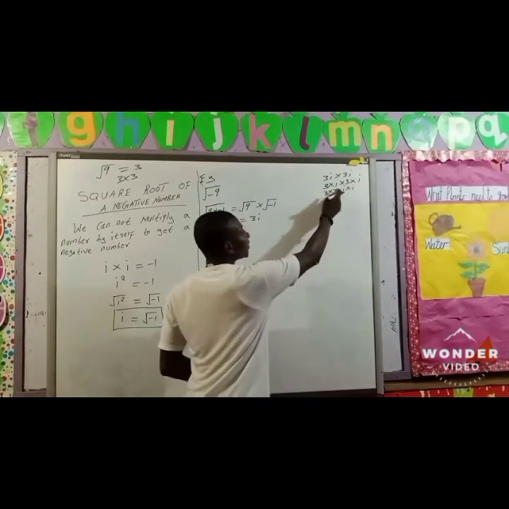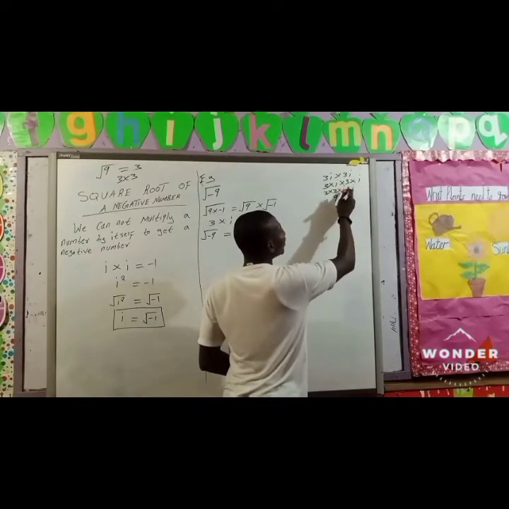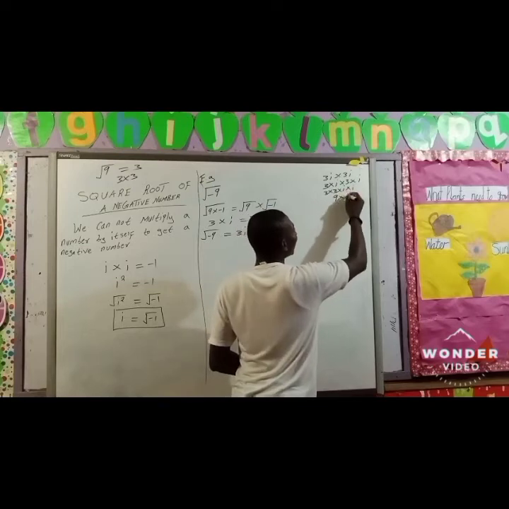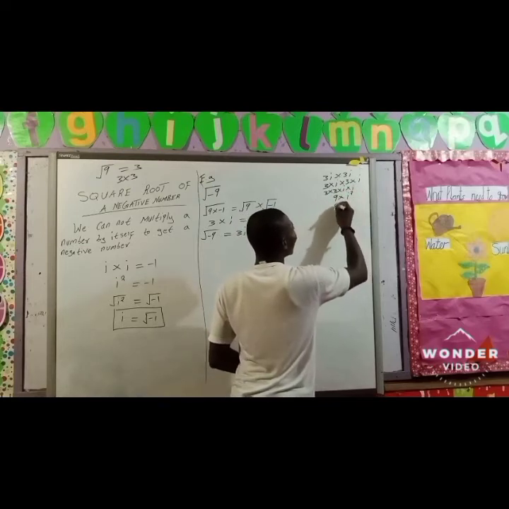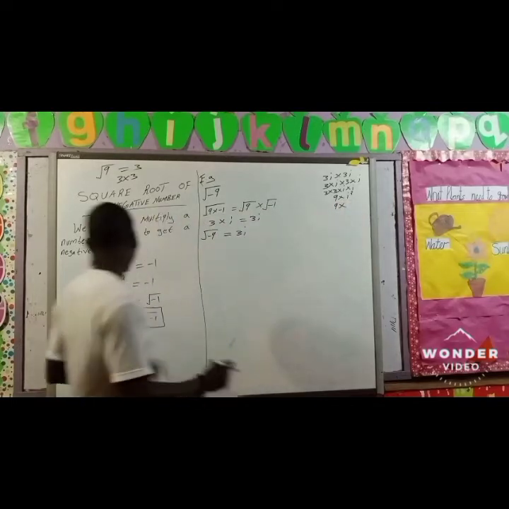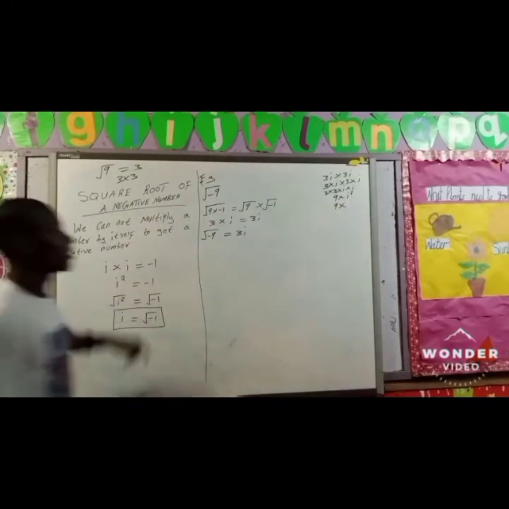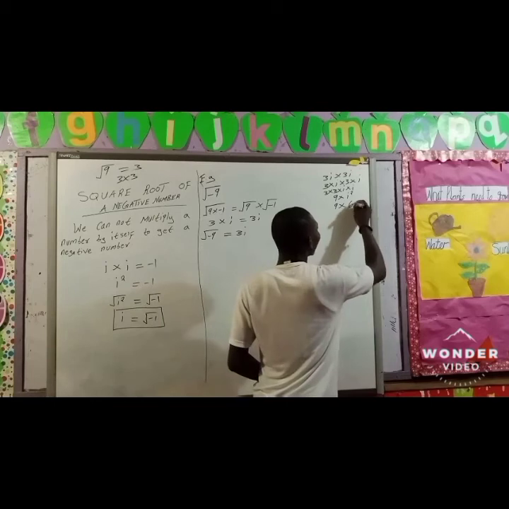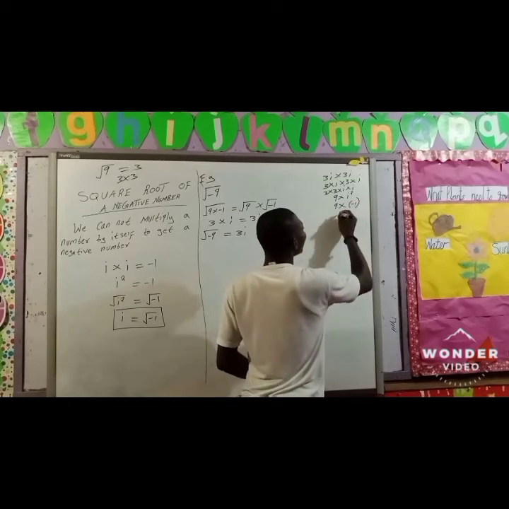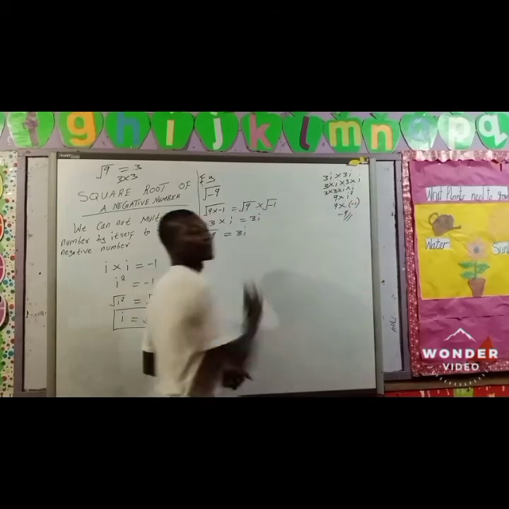So now, 3 times 3 times i times i. What is 3 times 3? You have 9. What is i times i? You have i squared. Then 9 times i squared. Mind you, i squared is minus 1. So you put your minus 1 here. What is 9 times minus 1? Minus 9. You can see it.